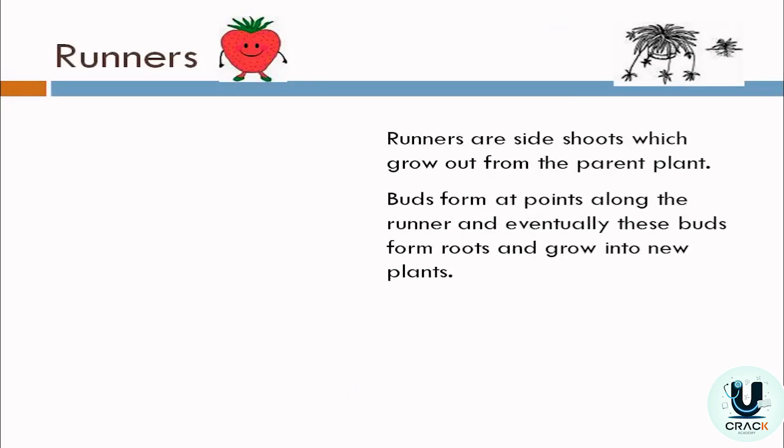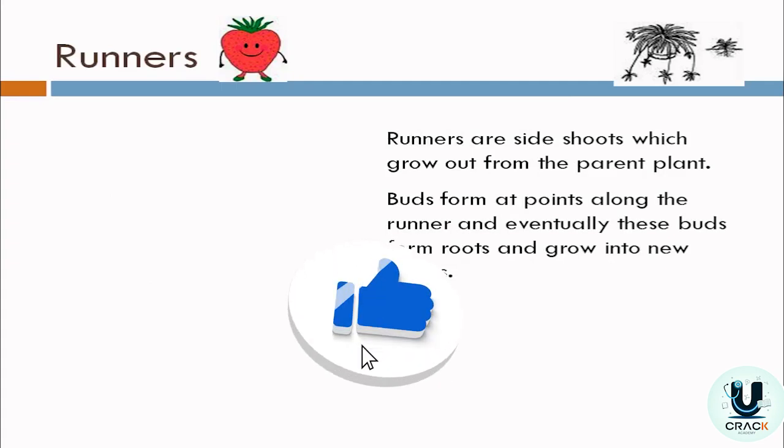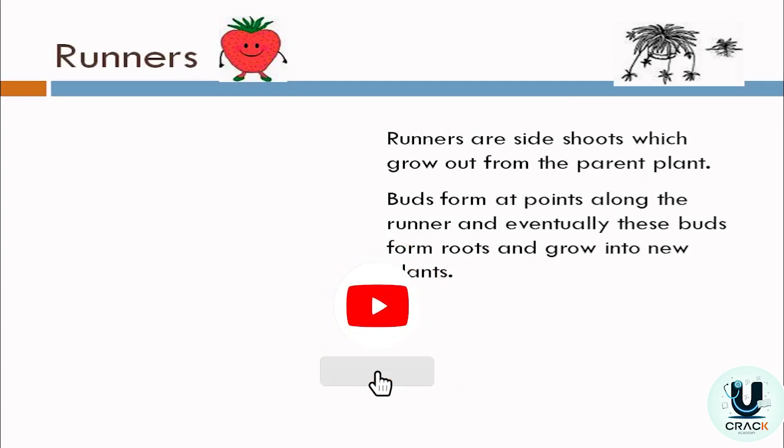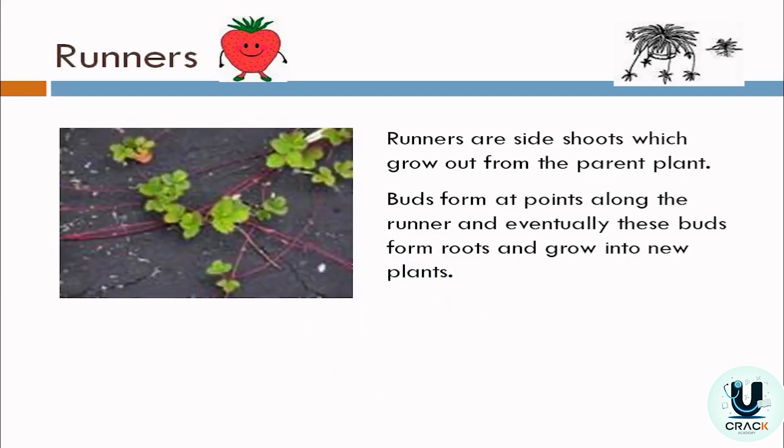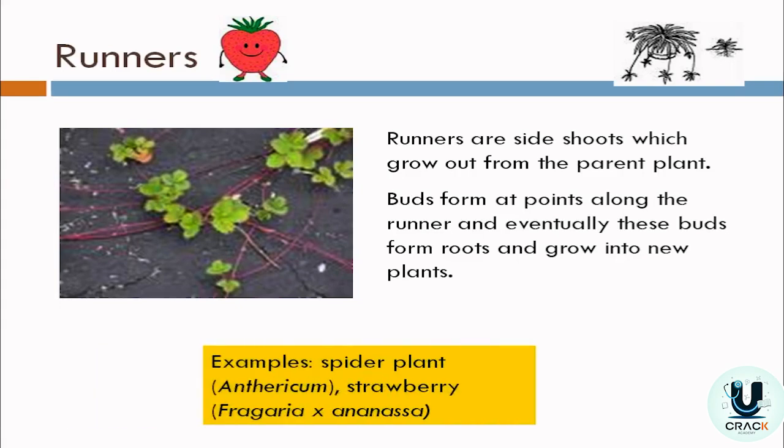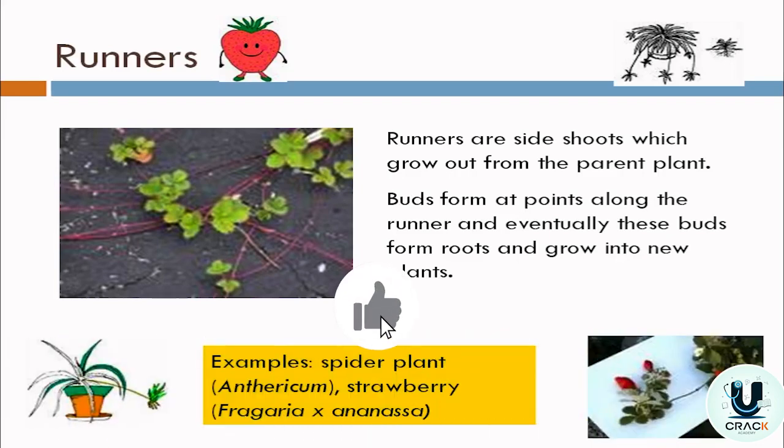Runners or side shoots grow out from the parent plant, buds form at points along the runner, and eventually these buds form roots and grow into a new plant. Look at the picture, how it is growing from the bud. Examples: spider plant, anthurium, strawberry, Fragaria, and Ananas. Look at the pictures here.